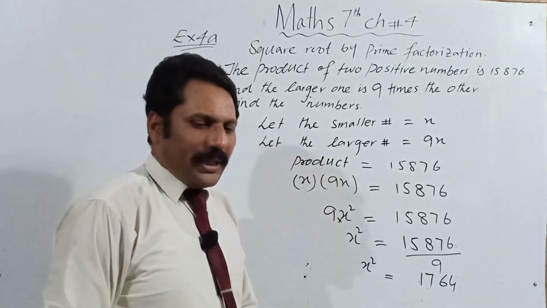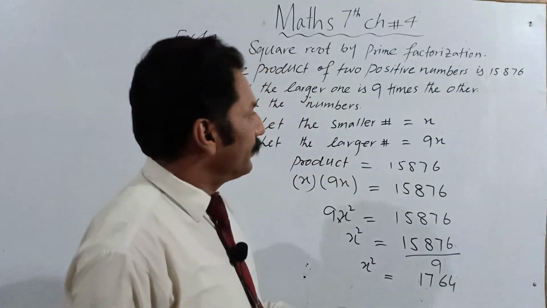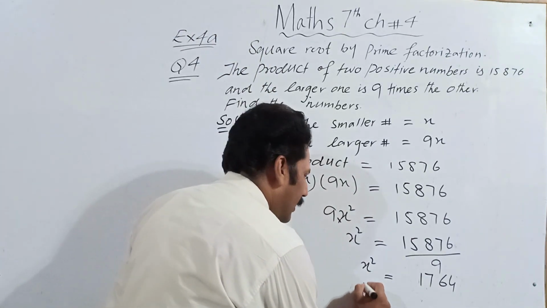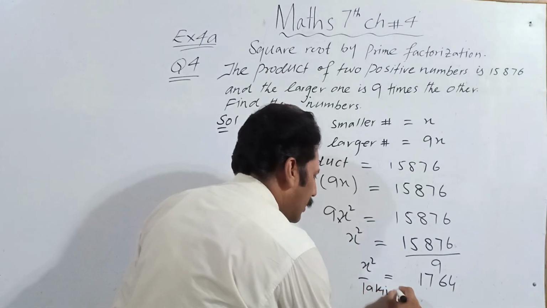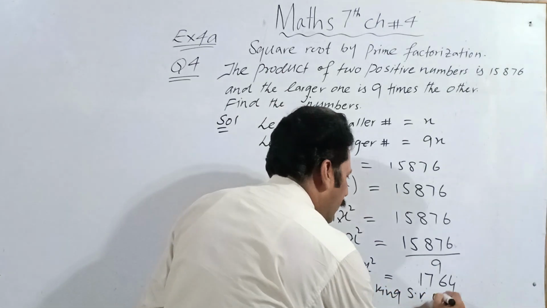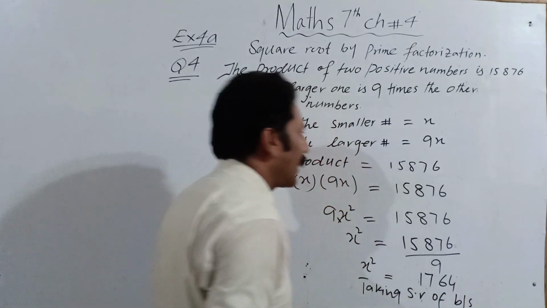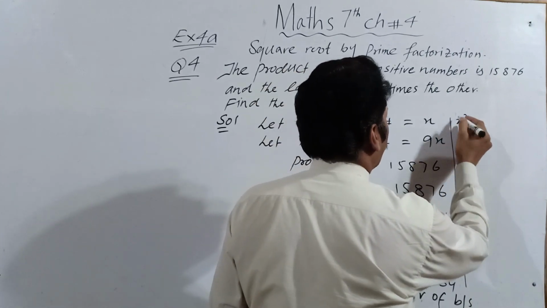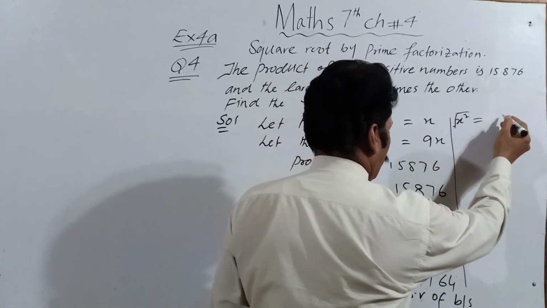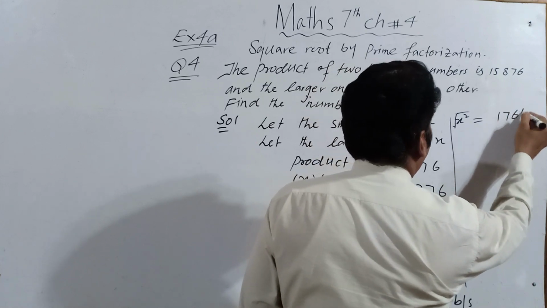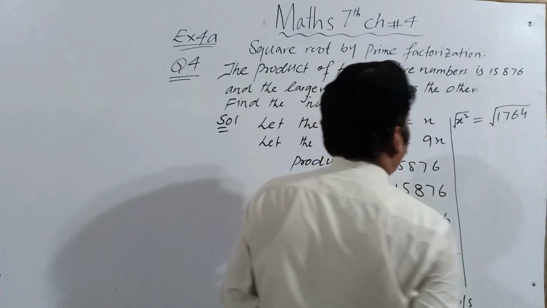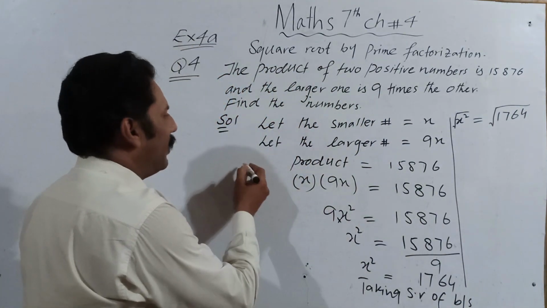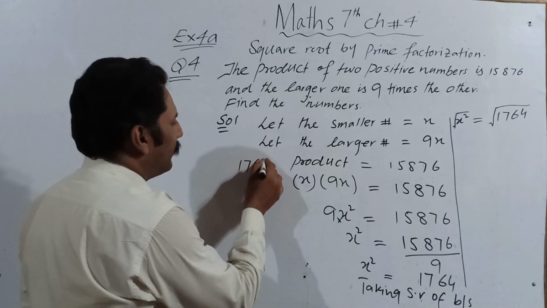Now students, what we can do now, we have to take the square root of both sides. So we will write here, taking square root of both sides: the square root of x square, as well as the square root of 1764. Okay, the prime factorization method we can use. We can make the prime factors in the rough column. I will make the prime factors of 1764 here.